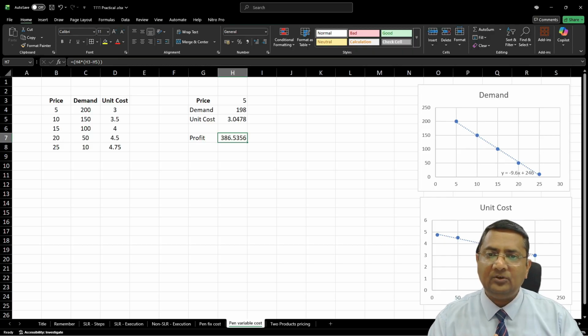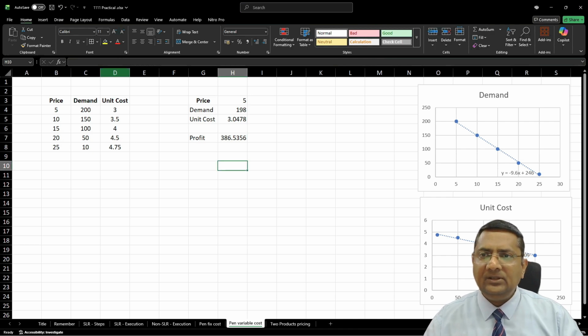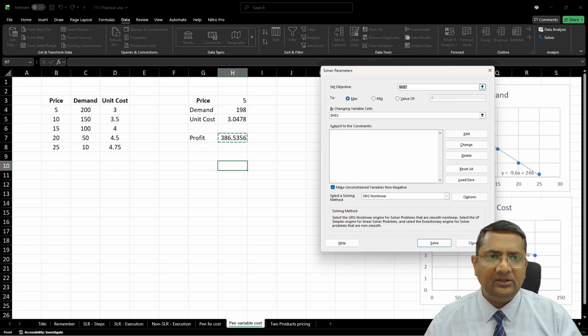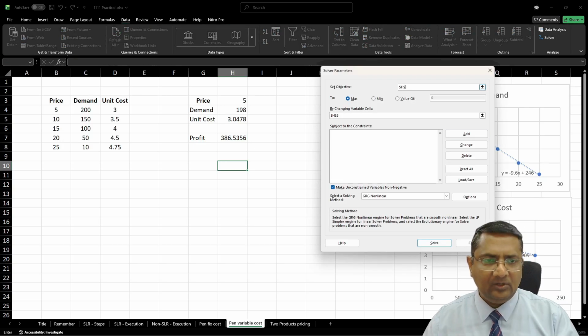What is the third step? We want to maximize this profit and find out the optimum price, means at what price our profit would be maximum. So we will use the Solver in Excel. Simple. Go to data, then click solver. What is our objective? Our objective is to maximize this profit, and maximize we have already clicked here.